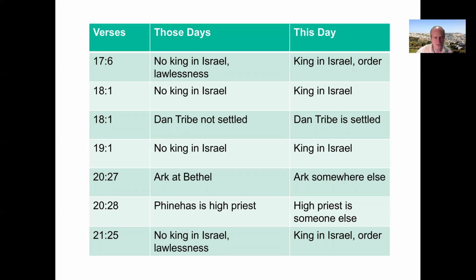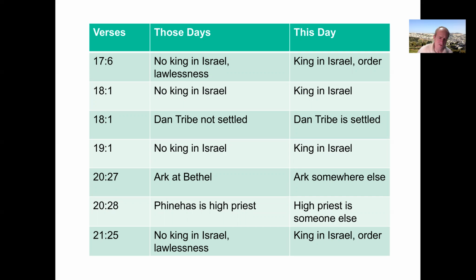Chapter 20 verse 27 says, in those days the Ark of the Covenant was at Bethel. And so that means in this day, the Ark is somewhere else. So I believe that's going to be in Jerusalem as the somewhere else. In those days, Phinehas was the high priest. And so this day means that the high priest is someone else.